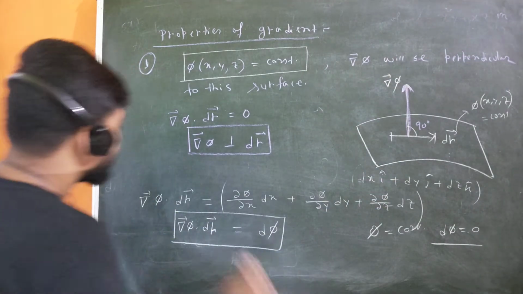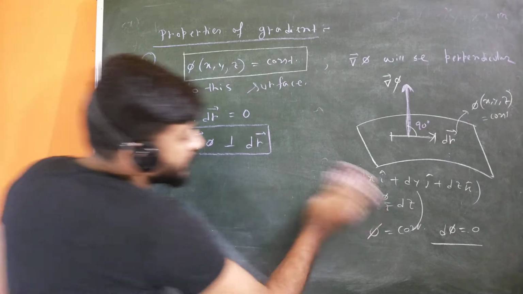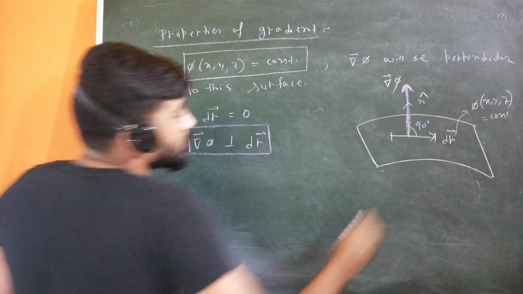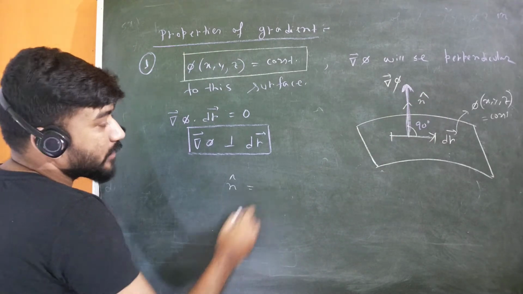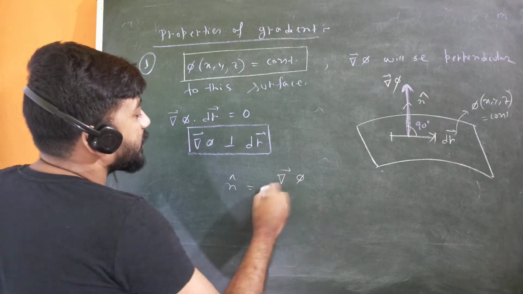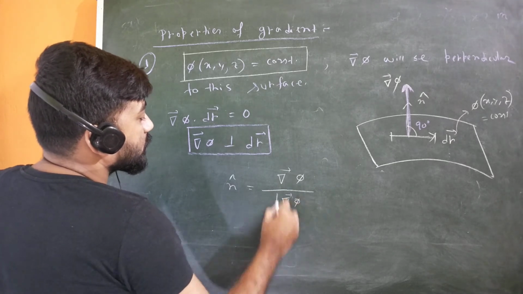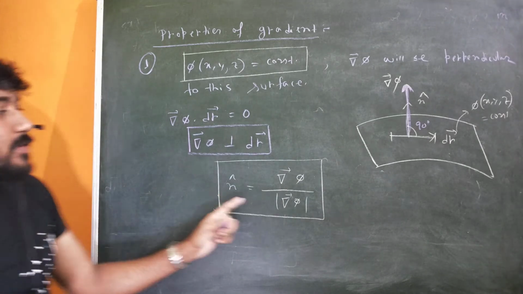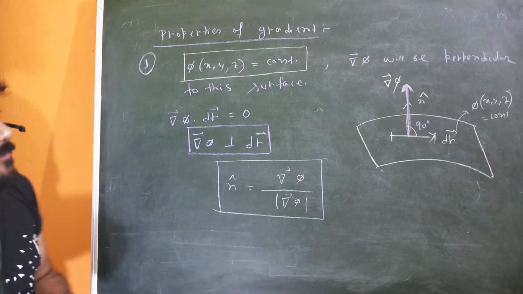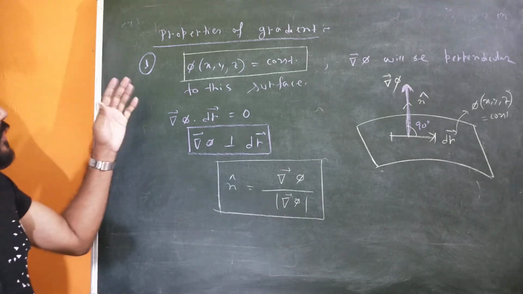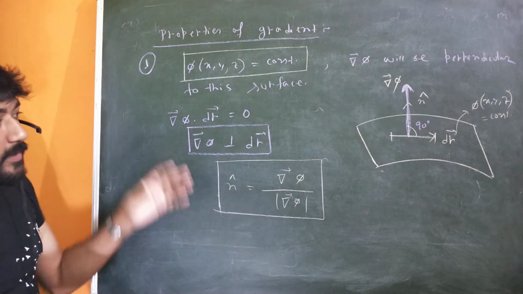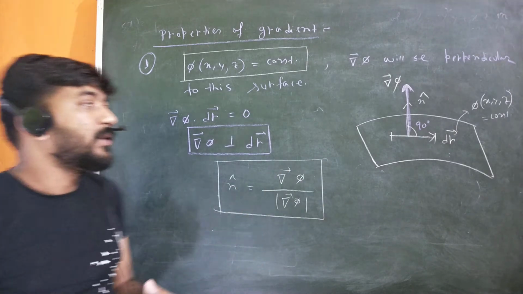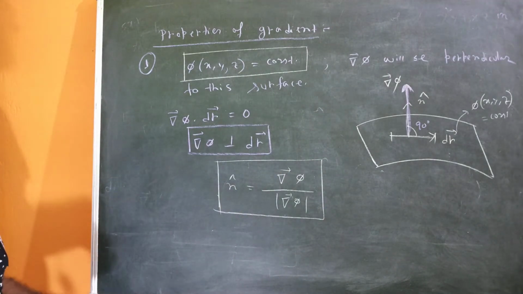And sometimes we want to define the direction of the surface by n cap, you know. So this n cap is nothing but the unit vector of grad phi, that will be grad phi divided by mod grad phi. This is the direction of this surface, that is n cap. Okay, so this is the very first property of gradient, and this is a very important property we will use. Basically we will use the direction of grad phi in many places.